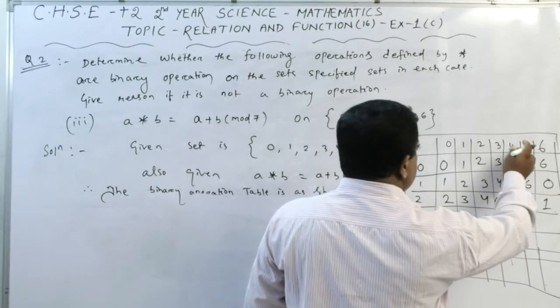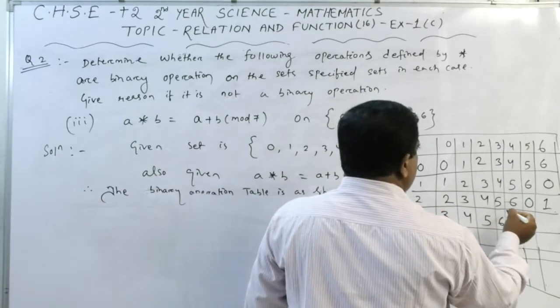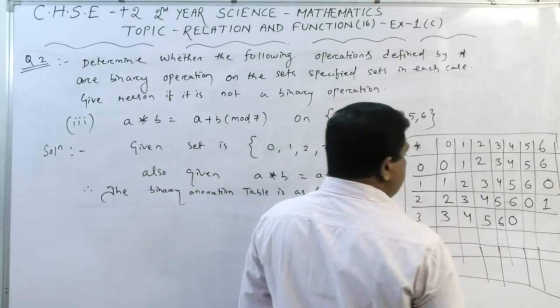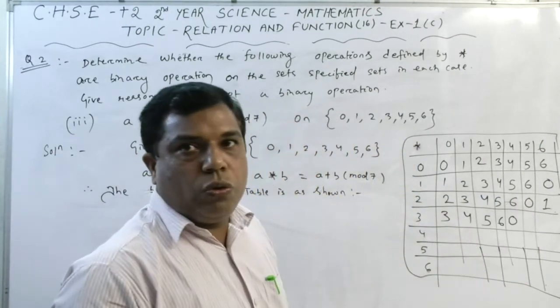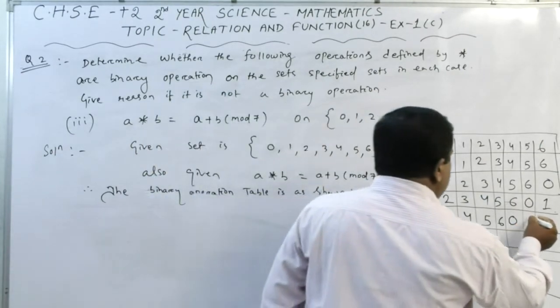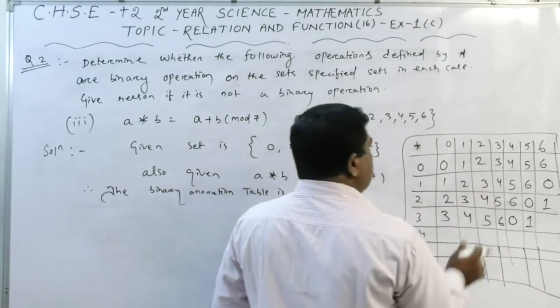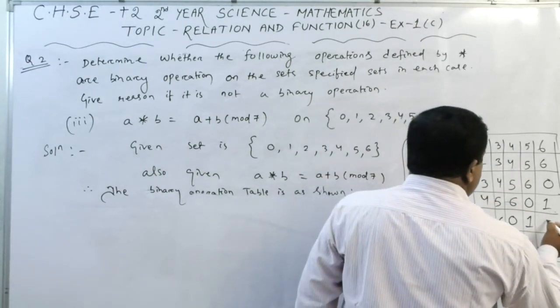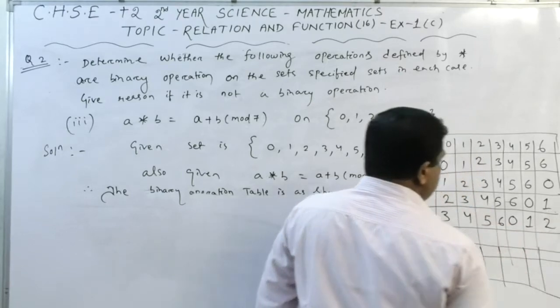3 star 4 is 7, modulo 7 is 0. The remainder. 3 plus 3 star 5, it is 8. So you can say the remainder is 1. And 3 star 6, 9. So when divided, the remainder is 2.